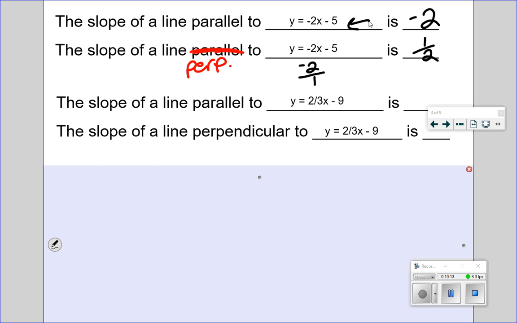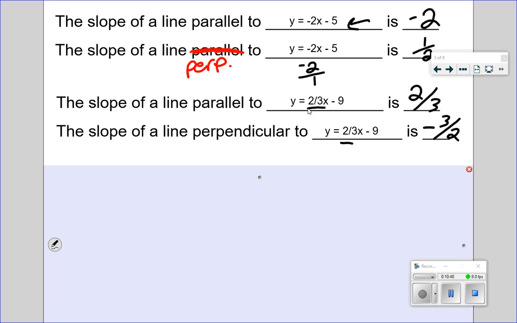Let's look at another one. So in this case, the equation is y equals 2/3 x minus 9. So my slope is 2/3 of this line. So the slope of a line parallel, that's the simpler one, has to be the same. So it's 2/3. The slope of a line that's perpendicular to 2/3, we need the opposite, so it's going to be negative since that one was positive, and the reciprocal, so 3 over 2. Negative 3 over 2 would be the slope of a perpendicular line.